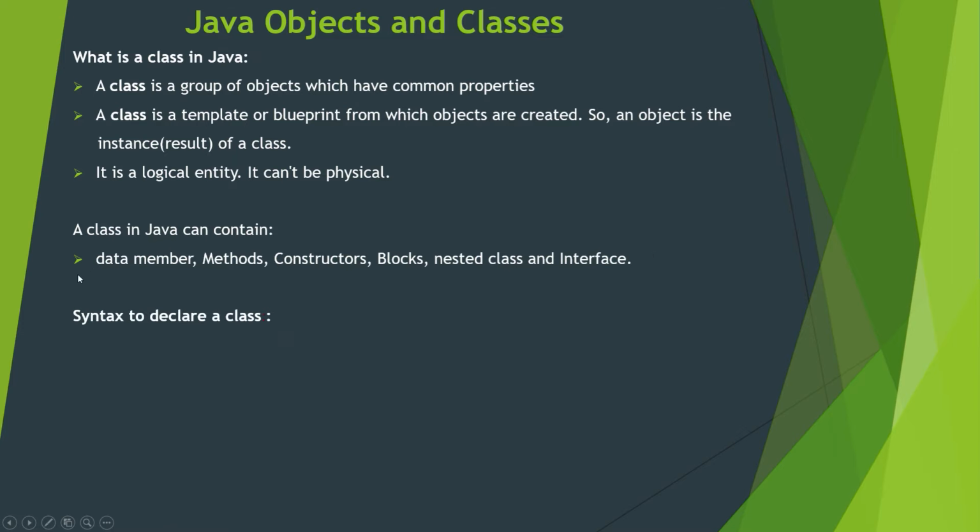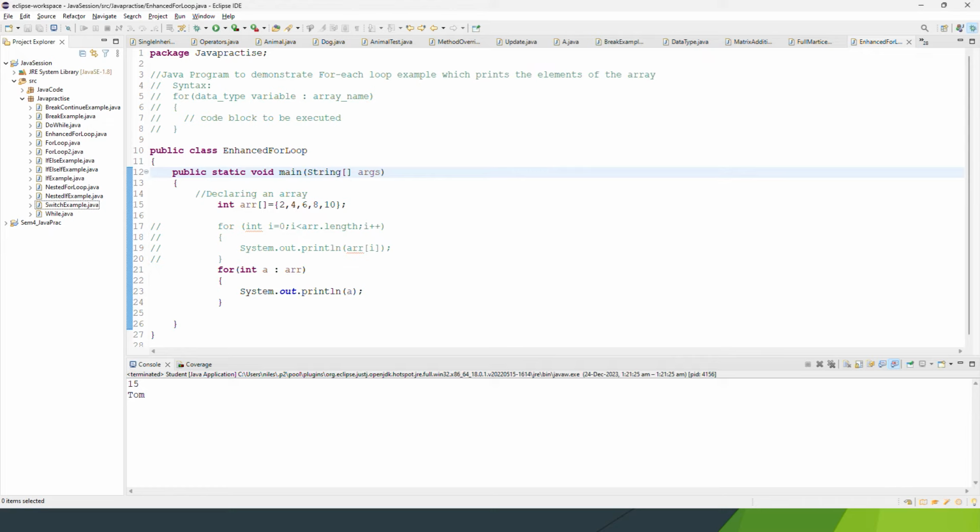Now let's understand the syntax to declare a class. To declare a class, we have to write first the class keyword, which you can see in blue. Then after that, we have to write the class name. Any meaningful name you can give. Then the data members, as a class contains data members, and also methods, constructors, nested classes, and interfaces. This is the syntax of a class basically, and this is the body of a class. Okay, let's understand this syntax by writing a simple Java example.